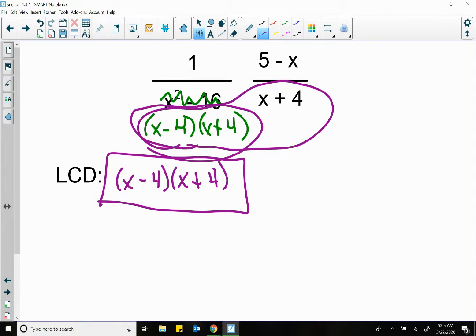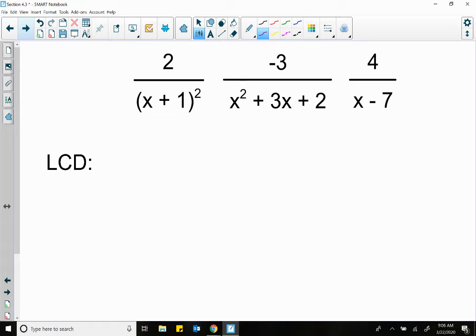Okay? Let's do another one, just LCD, and then we'll start talking about adding and subtracting fractions. Go ahead, pause the video, give this one a try.